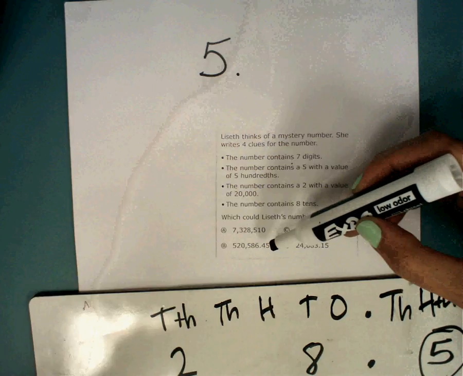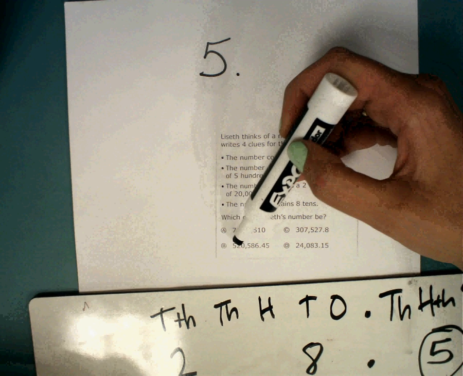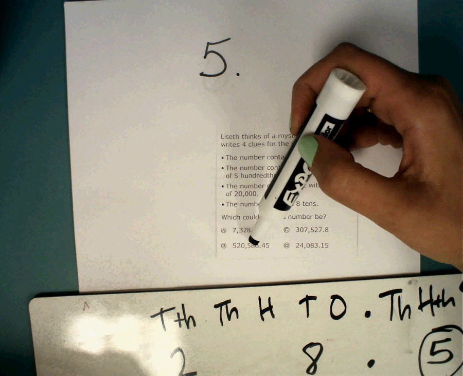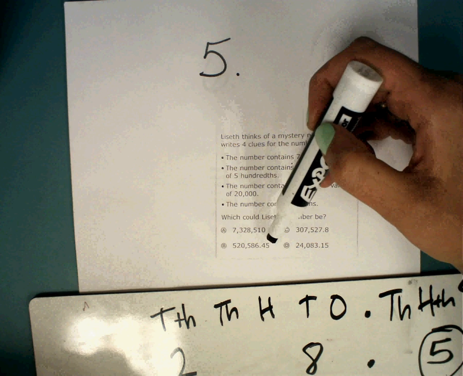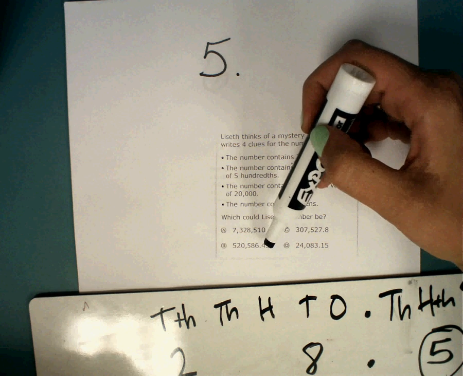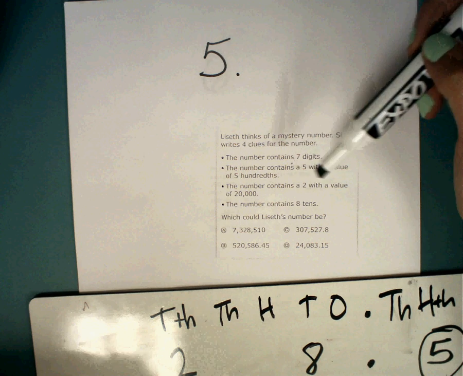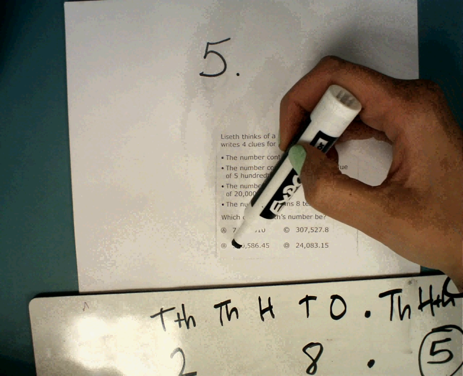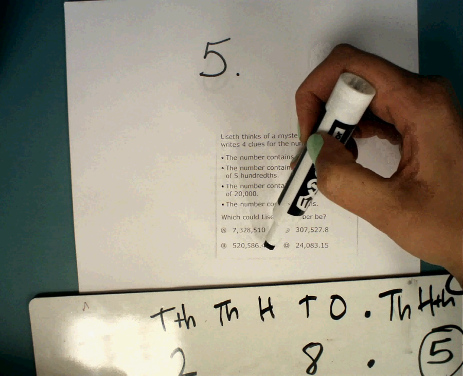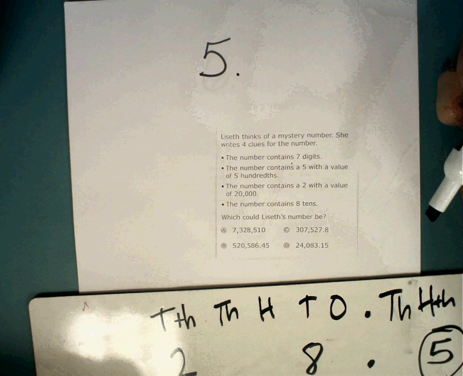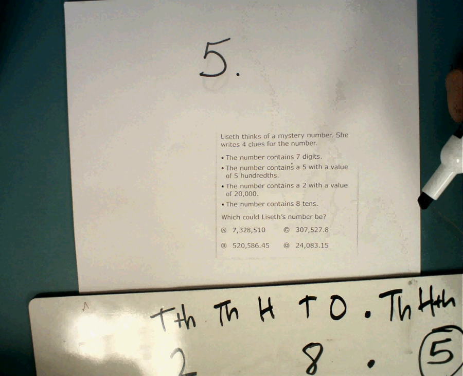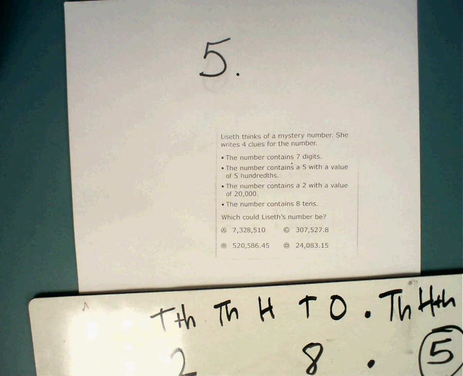Let's check this one though, just to be safe. Well, this one has a 2 in the 10,000s, and it has an 8 in the tens place, and it has a 5 in the hundredths place. Uh-oh. Well, we can't forget to count the digits. 1, 2, 3, 4, 5, 6, 7, 8 digits. That can't be it, y'all. So the answer is D, because D meets all the criteria. Okay?